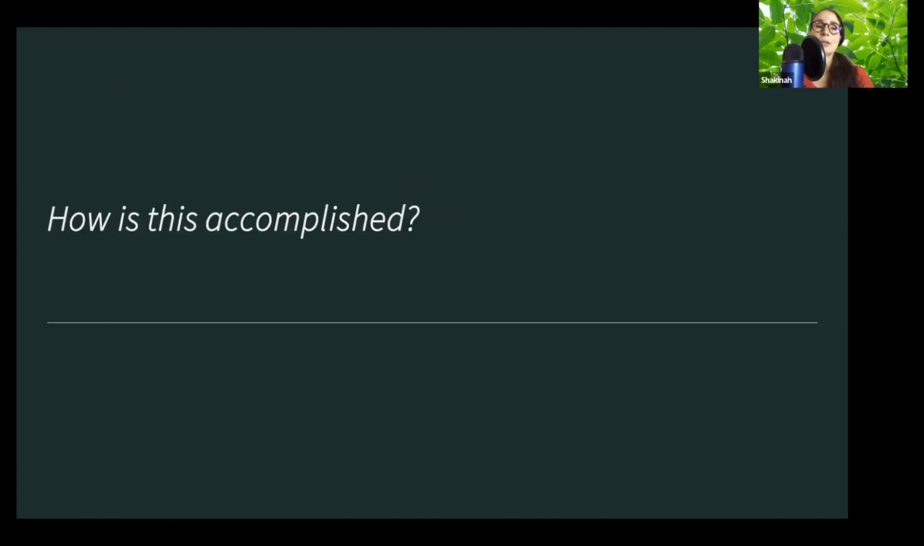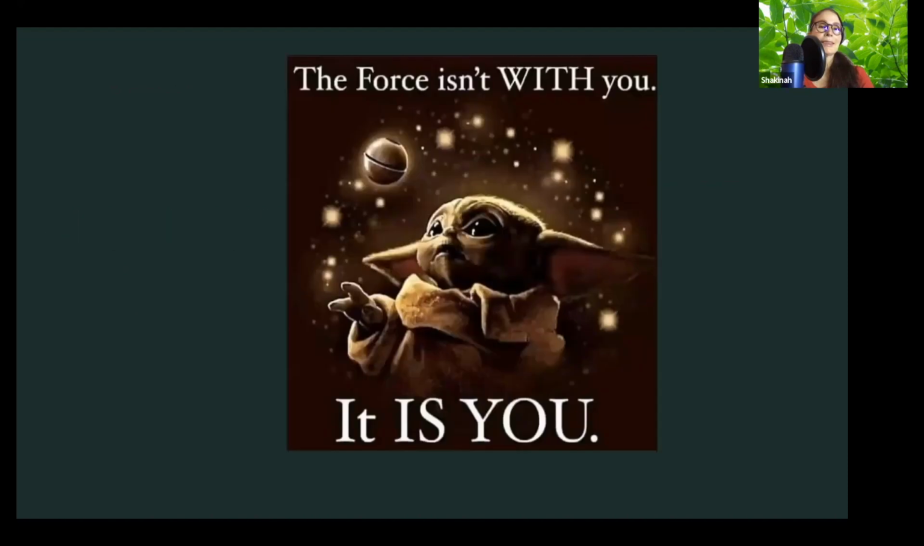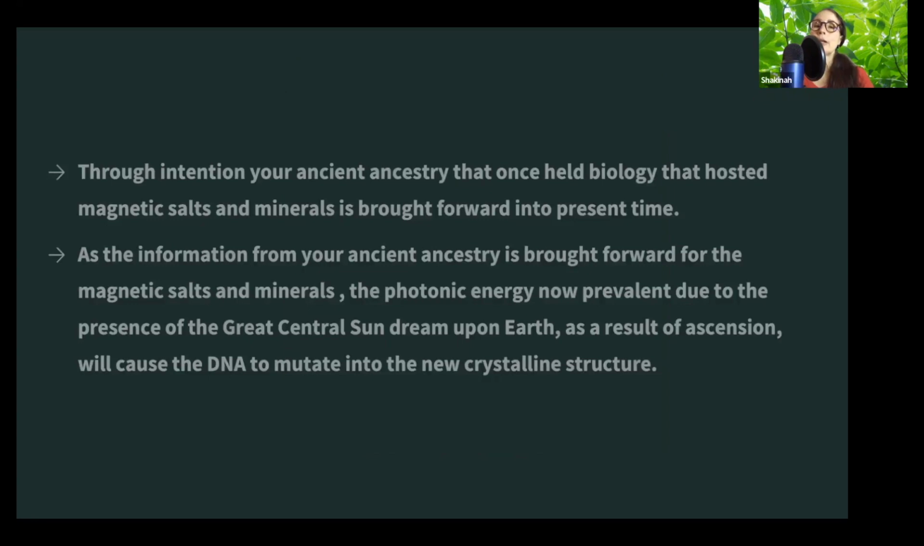How is this accomplished? Great question. Through intention. Through intention, your ancient ancestry that once held biology that hosted magnetic salts and minerals is brought forward into present time. As the information from your ancient ancestry is brought forward for the magnetic salts and minerals, the photonic energy now prevalent due to the presence of the great central sun dream upon Earth as a result of ascension will cause the DNA to mutate into the new crystalline structure.